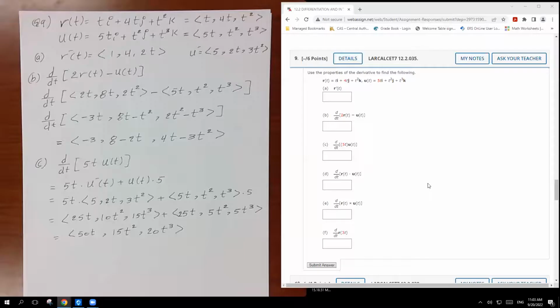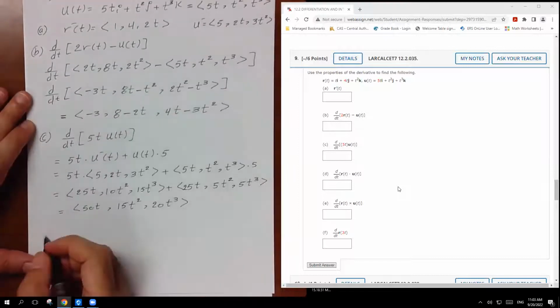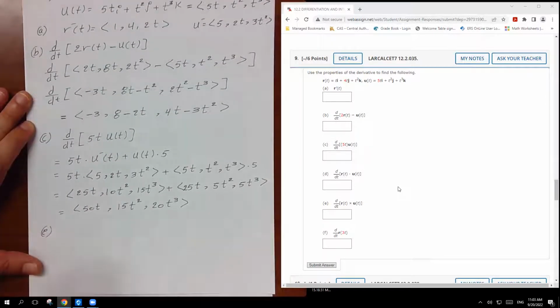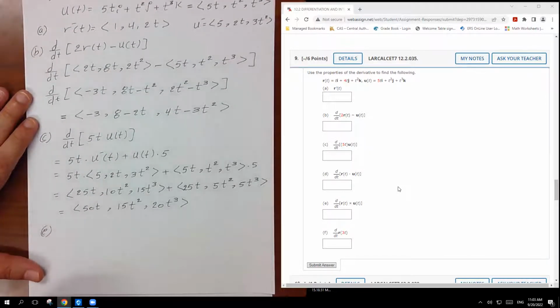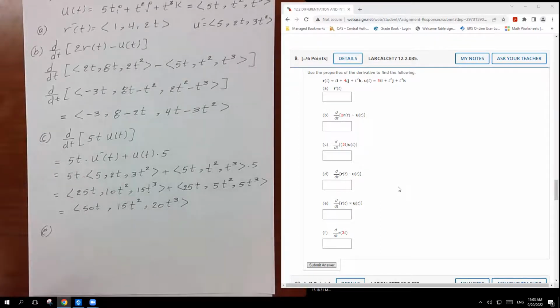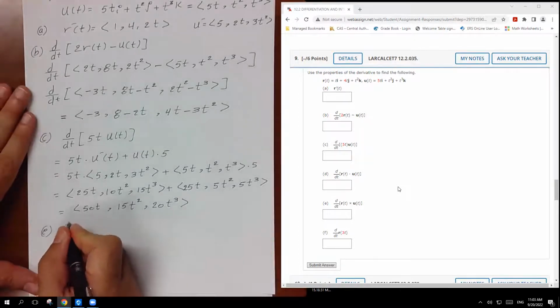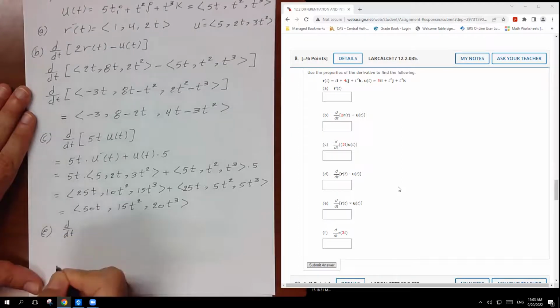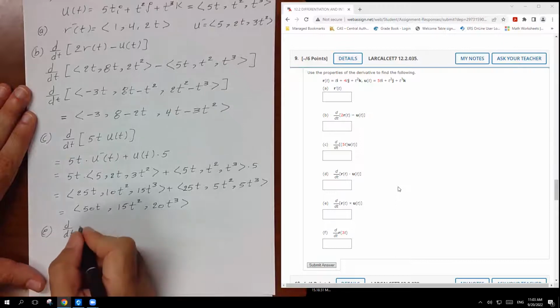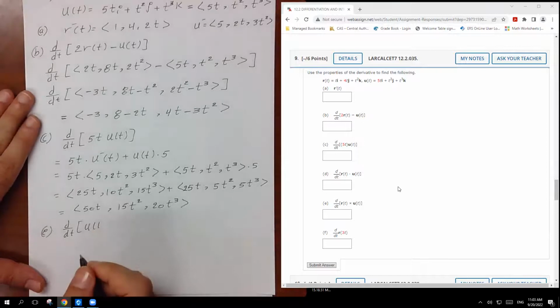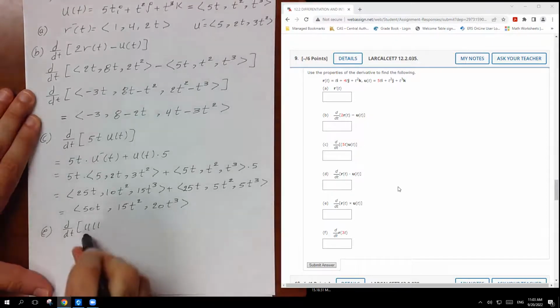We can do E here, because it's the dot product between r of t and u of t, and then we have to find the derivative. That means you're going to use the product rule. It's going to be d over dt of r of t times u of t.